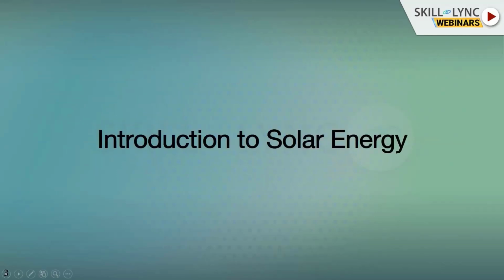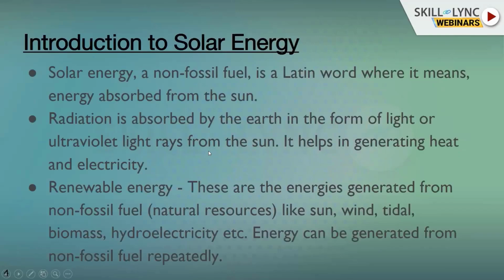So first of all, the solar energy introduction. Solar comes from a Latin word. Solar means sun, and it means energy absorbed from the sun. It can take different forms of energy, like heat, electricity, and thermal, like liquid heating. So solar energy is what comes from the sun.